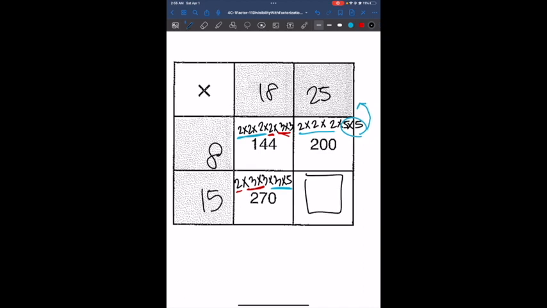So we can figure out this box by multiplying 8 and 25, which gives us, we can figure this out by multiplying 15 and 25. And so that's going to give us 375.